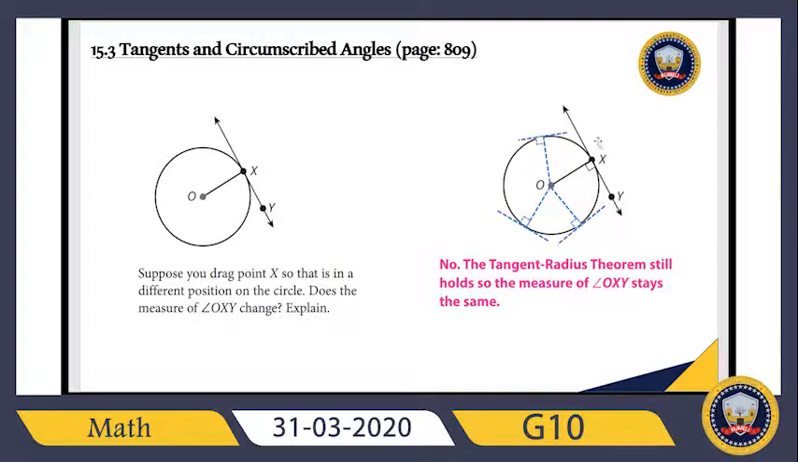Okay, as long as your line XY is tangent to my circle, then it will be perpendicular to the radius of the circle, regardless of the position. Okay?